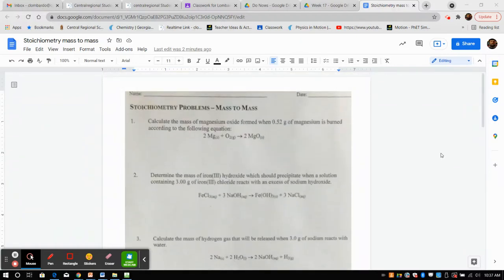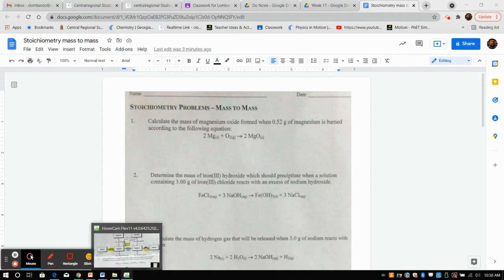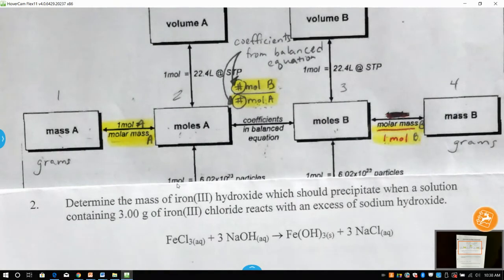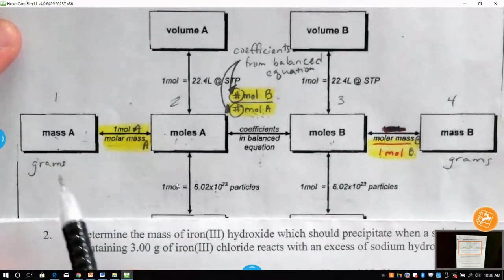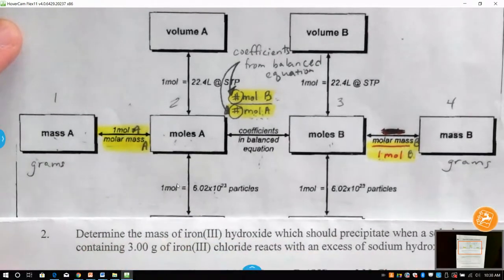How we doing, guys? So today we're going to take a look at how to complete a mass-to-mass stoichiometry problem. Okay, so a couple things you're going to need. Okay, this right here, we're going from mass to mass. So we're going from box 1 to box 4.